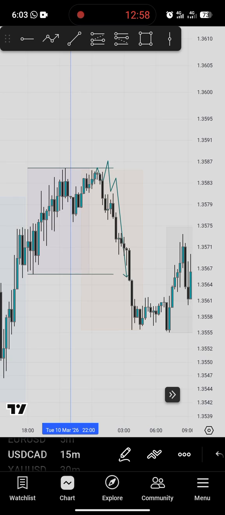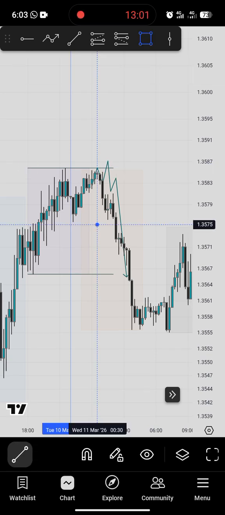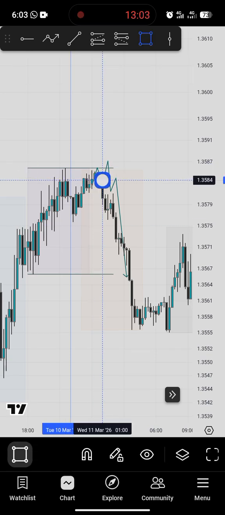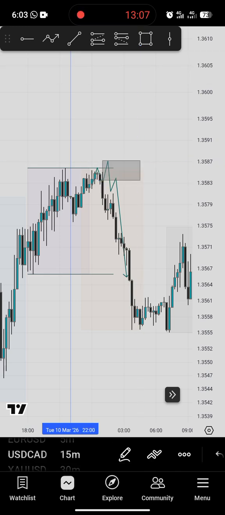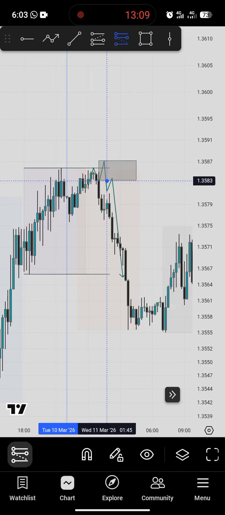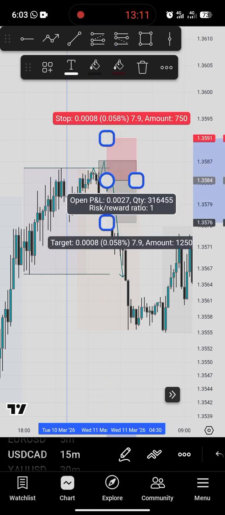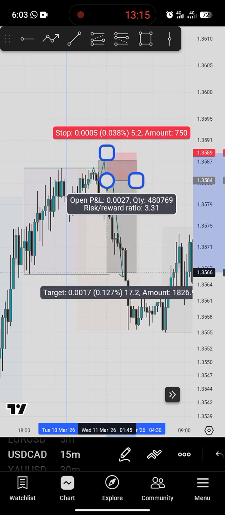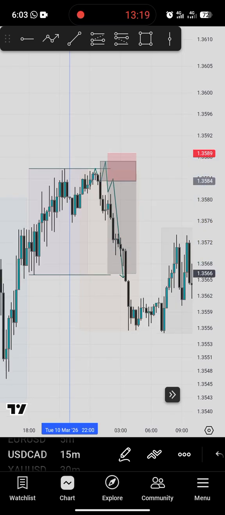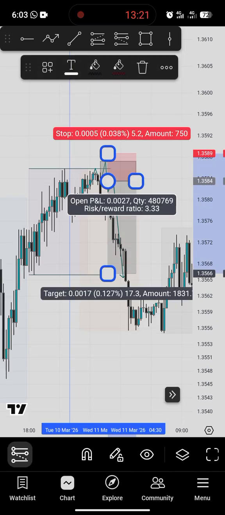I will just choose this area as my order block, which is also called CISD, change in state of delivery. So I'll just take my entry here, risk 5 pips, then target this area first, which is 17 pips. It's enough for the day. You can risk $50 here and make what? If you risk $50, what are you going to make? You are going to make 170.